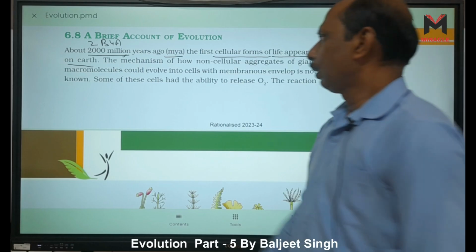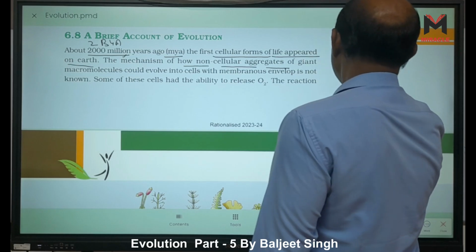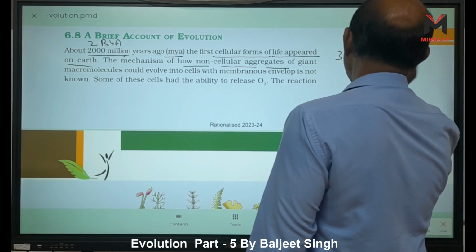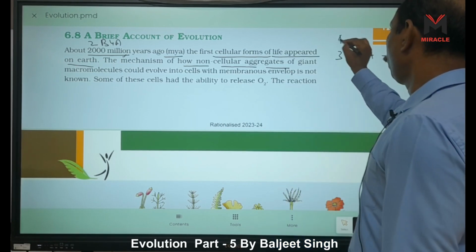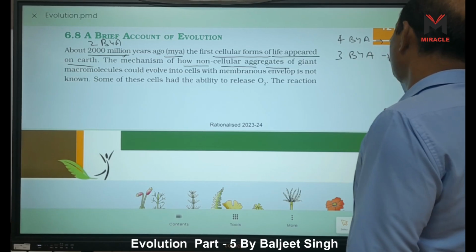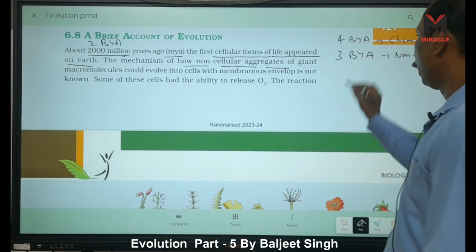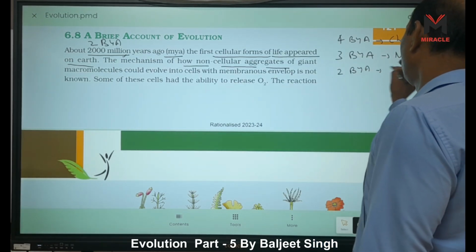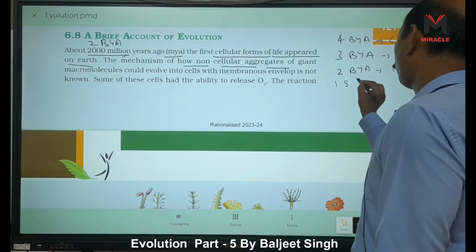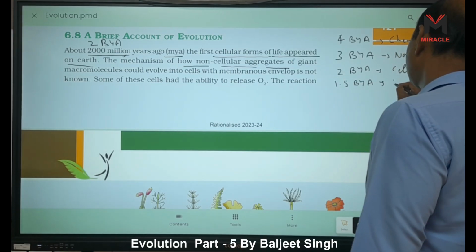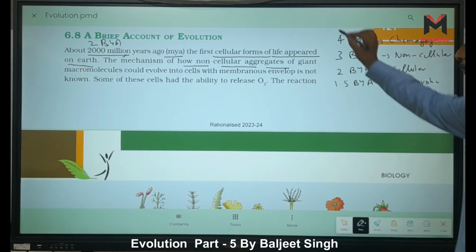Chemogeny starts. The mechanism of how non-cellular aggregates, look here, it is given here, I write 3 BYA. What is there? Non-cellular organisms are evolved. 4 BYA, chemogeny starts. Life starts, right? 2 billion years ago, first cellular life evolved. 1.5 billion years ago, first eukaryotic cells evolved. So you have to read this one, right?